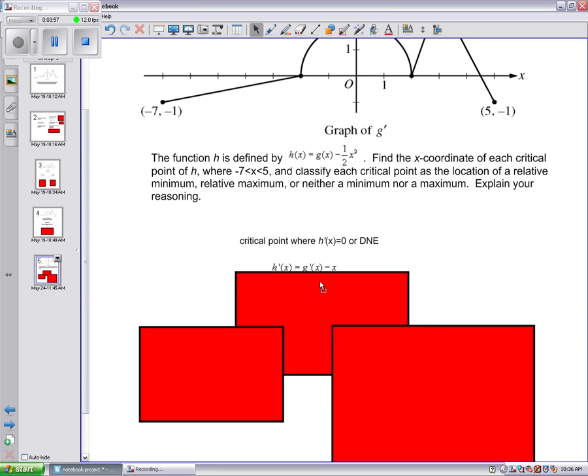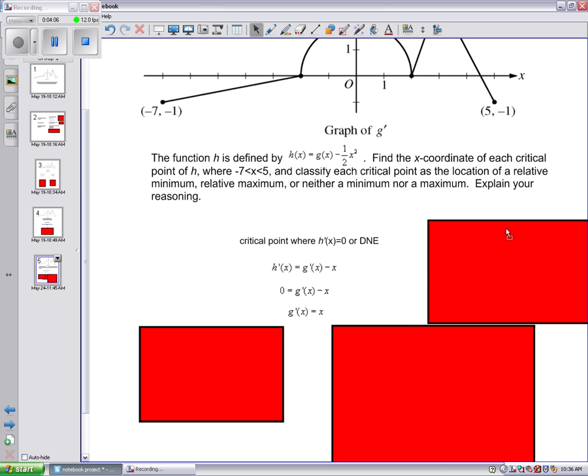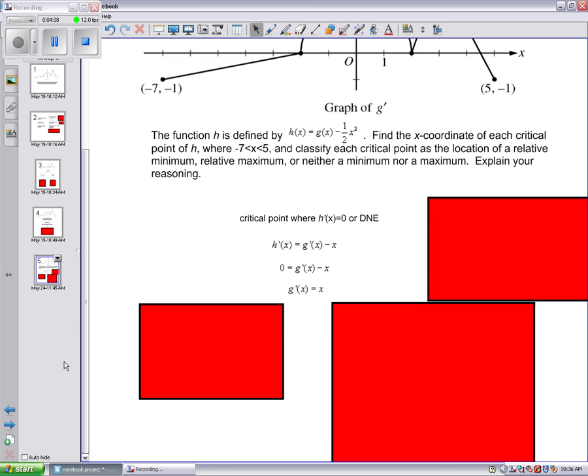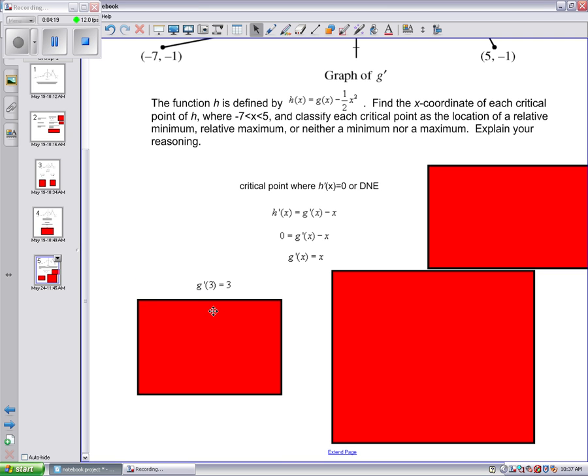In order to find the critical points of h, we need to take the derivative of h. We get h prime of x is equal to g prime of x minus x. We set h prime of x equal to 0 and end up with g prime of x is equal to x. So there are critical points where the graph of g prime of x intersects the graph of y equals x. By looking at the graph, we can determine that one critical point is at (3, 3).